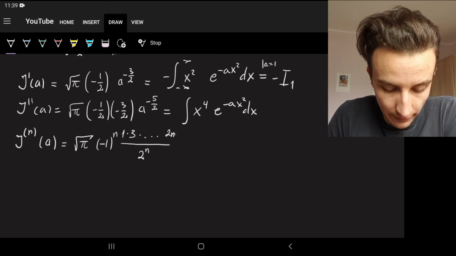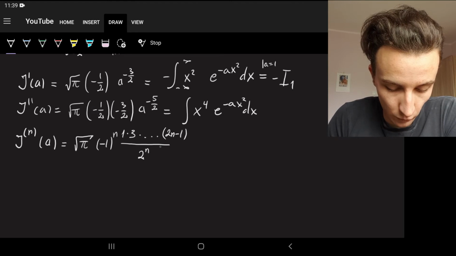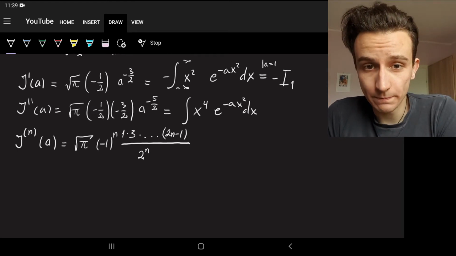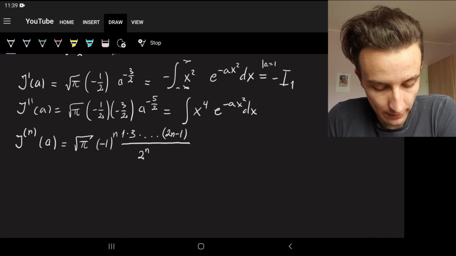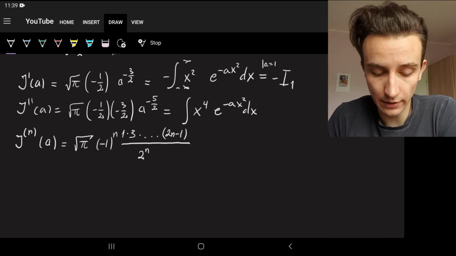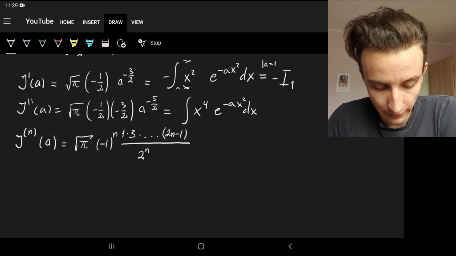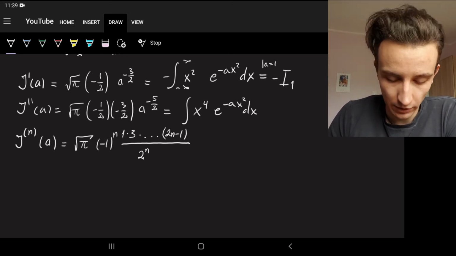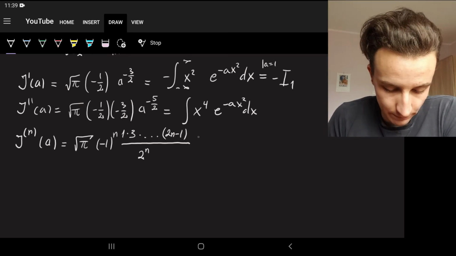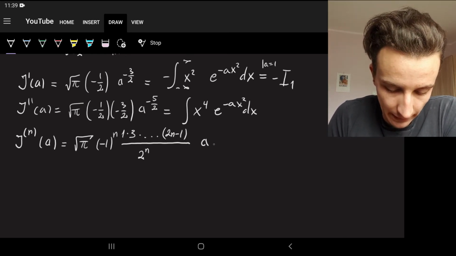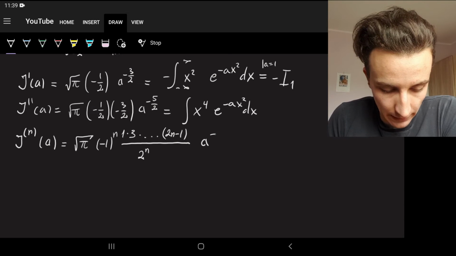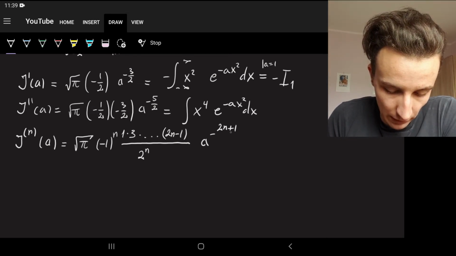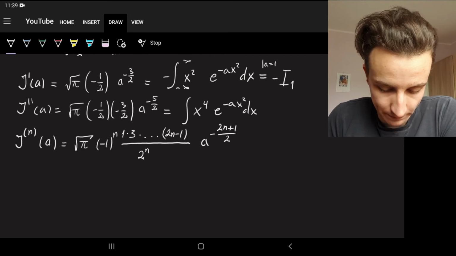So that's 2n minus 1. The reason why it's minus 1 is because when n is 1, we have 1/2, right? And then when n is 2, we have 3/2, and so on. So that's why. You can check this out for yourself. And then it's a to the minus, now here, for the first derivative, we have 3/2. So that's 2n plus 1 over 2.